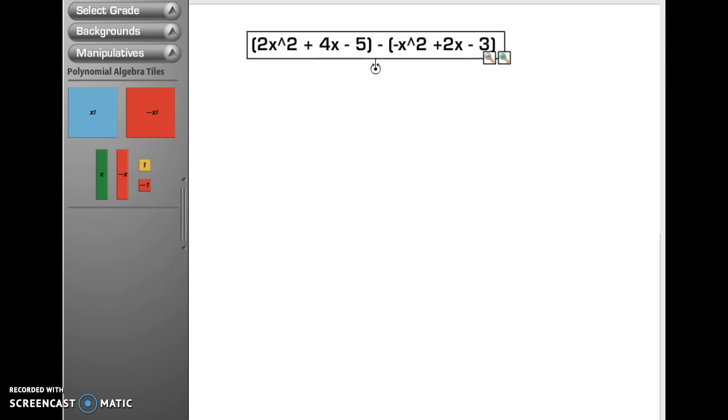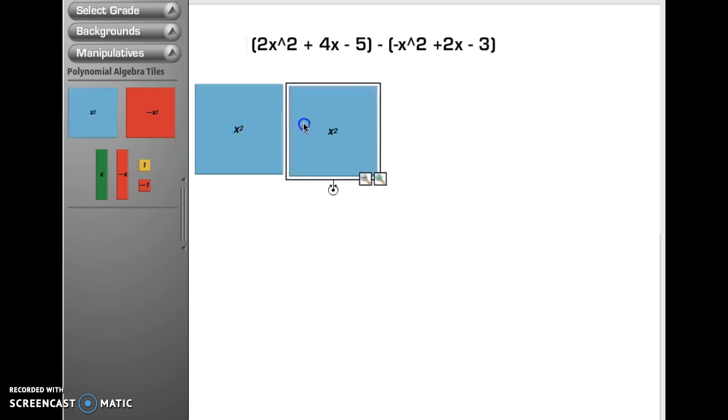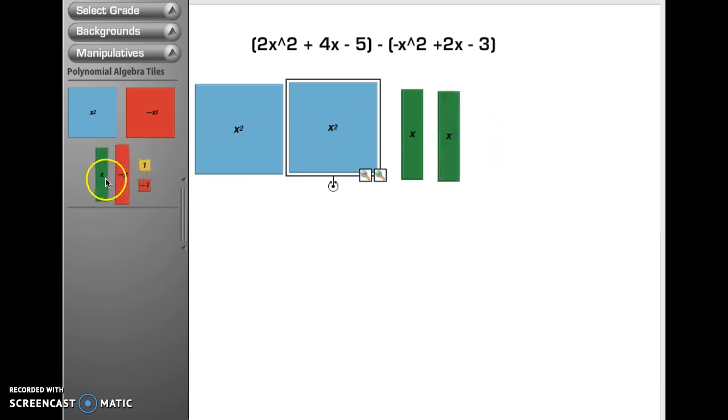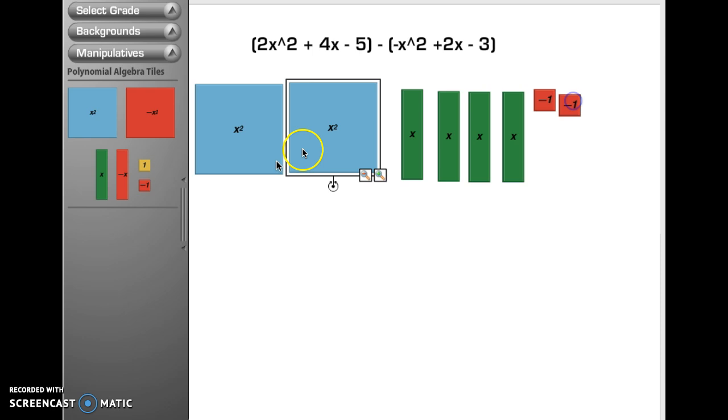So I'm going to start off on the left, where we have 2x squareds plus 4x's and 5 negative units. Now I want to take away a -x squared. I want to take away a -x squared, but I can't take away a -x squared. We don't have a -x squared here.